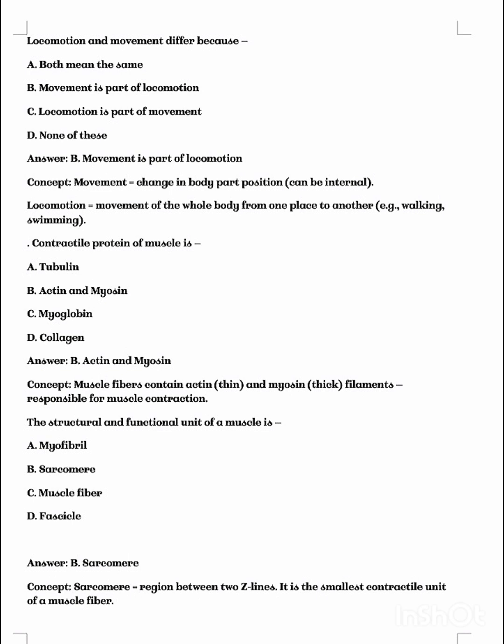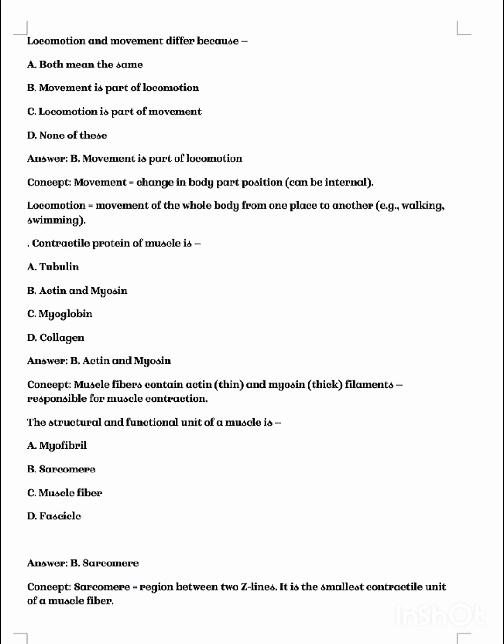Contractile protein of muscle is: A. Tubulin, B. Actin and myosin, C. Myoglobin, D. Collagen. Answer: actin and myosin. Muscle fibers contain actin, thin, and myosin, thick filaments responsible for muscle contraction.